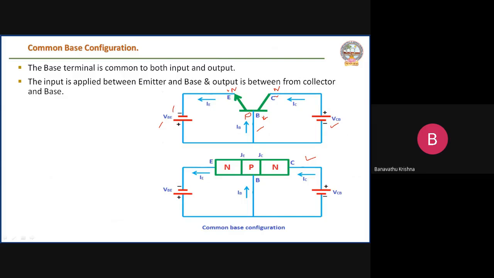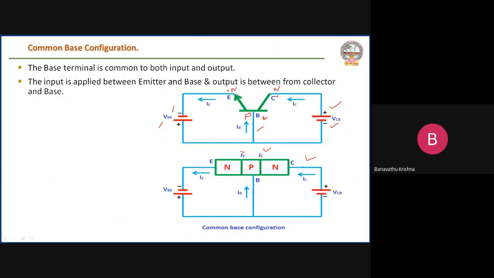Similarly, for the collector base junction, that is VCB here, the collector is an N-type region. Negatively charged ions are more here. For that, we are giving a positive potential. For the positive charge region, we are giving a negative potential here. Then the collector base junction goes into reverse bias condition. This is the internal structure of the NPN. It has one junction, the emitter junction, and this is the collector junction.